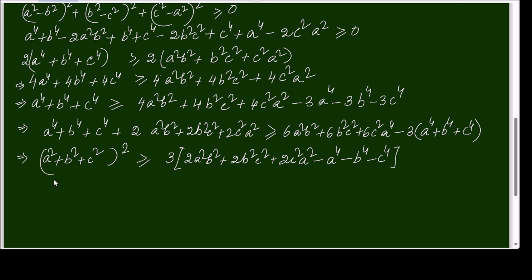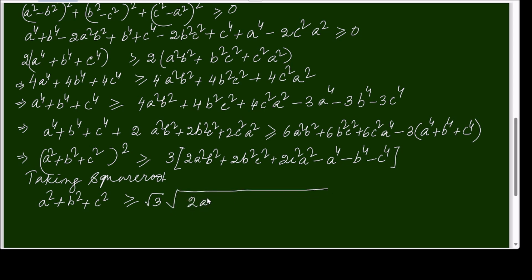So now taking the square root, a square plus b square plus c square is greater than or equal to square root 3 times the square root of 2a square b square plus 2b square c square plus 2c square a square minus a^4 minus b^4 minus c^4.